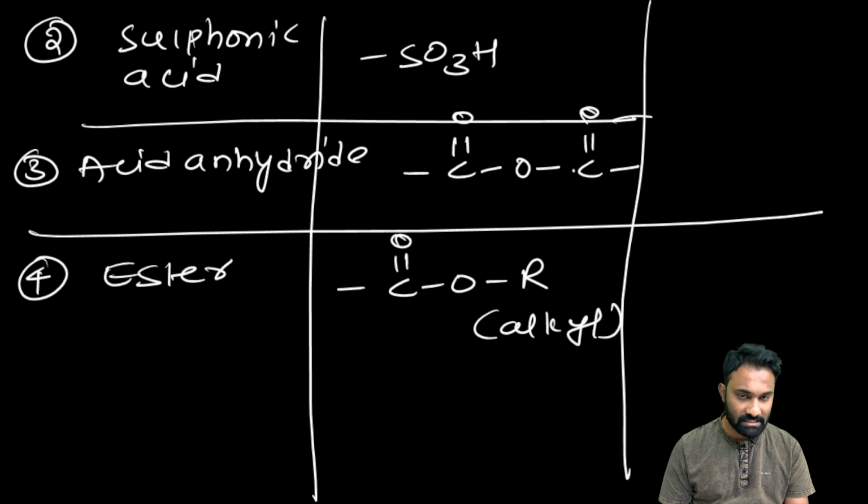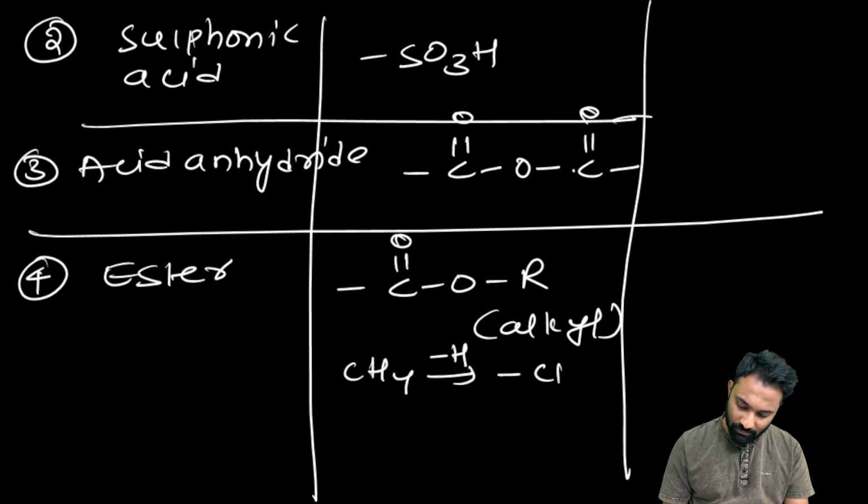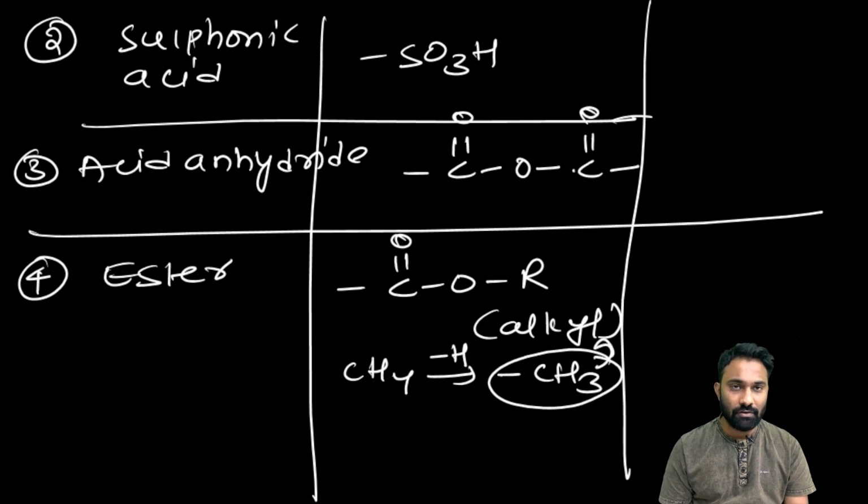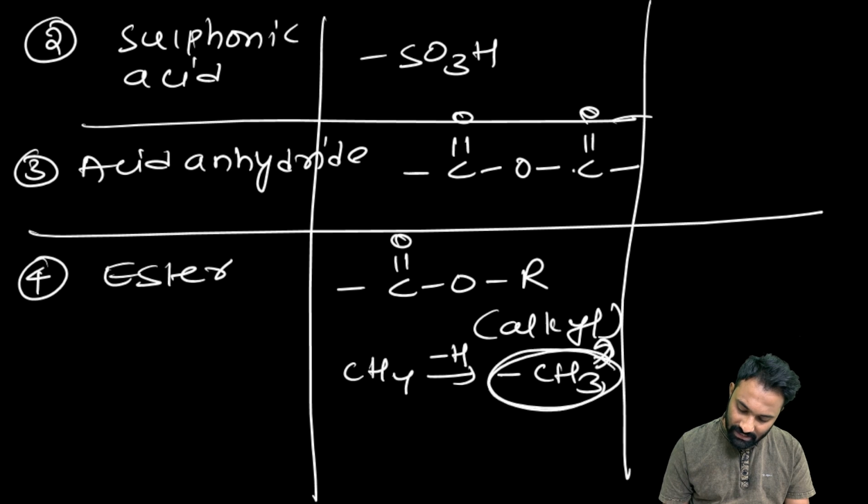What is the meaning of alkyl, sir? In the upcoming classes I will explain very clearly. Alkyl is nothing but this: CH4, right? For this CH4, if I remove one hydrogen, it becomes CH3. This one we call alkyl. For ethane, if you remove one hydrogen, it becomes ethyl. So instead of representing CH3, this R may be methyl, ethyl, propyl, butyl, anything. Clear? The general formula for this one is CnH2nO2.